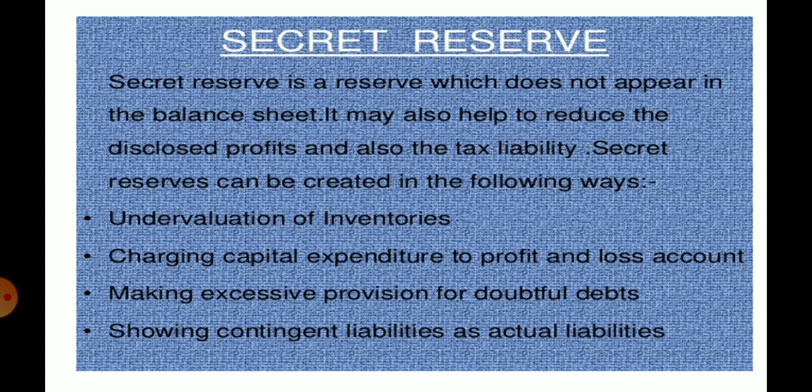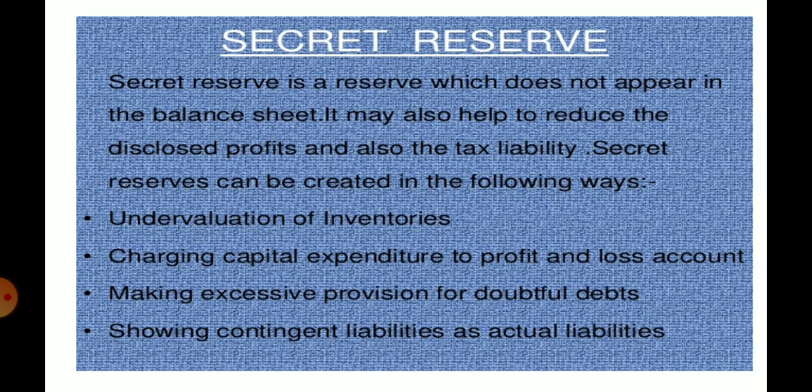Undervaluation of inventories, which is sometimes done for any inventory, so you can maintain secret reserve. Charging capital expenditure to profit and loss account, making excessive provision for doubtful debts, and showing contingent liability as an actual liability. Now, this is the end of the video.